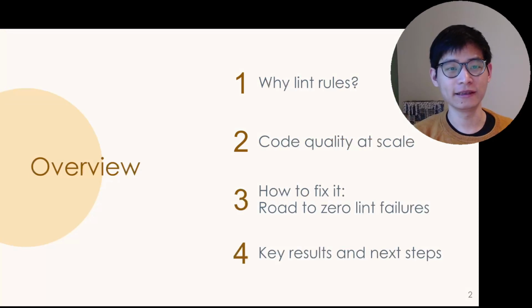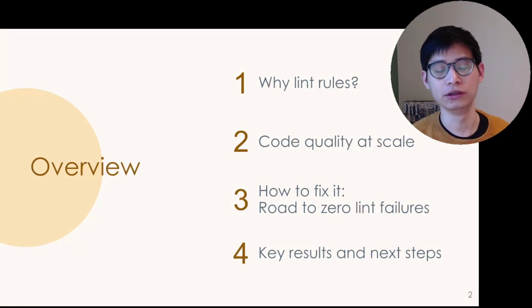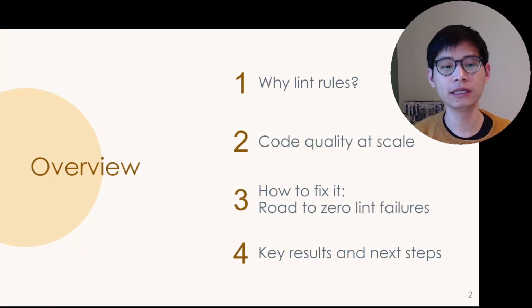Let's get through it. First of all, we'll go through why lint rules, why are they important, code quality at scale, what are the challenges when dealing with code quality at scale, and the techniques that we employed to fix code quality at scale, which is the road to zero lint failures. Finally, we'll discuss any results that we got from this journey and next steps.